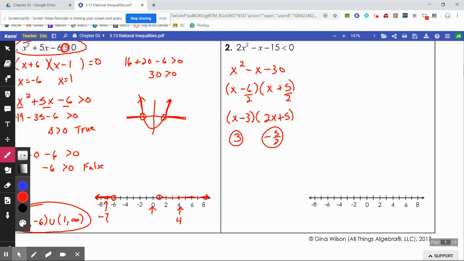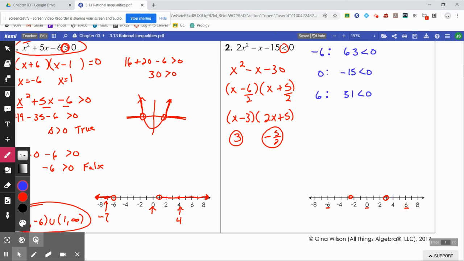So we plot that on our number line. Since it's less than, we are going to do an open circle. So we have an open circle at 3 and an open circle at -5 halves, which is -2.5. We simply test values from each region. I'm just going to pick some values. We'll plug in -6, 0 is always easy to plug in, and +6. I'm going to go ahead and do that for you. And here's what I got when I plugged them in.